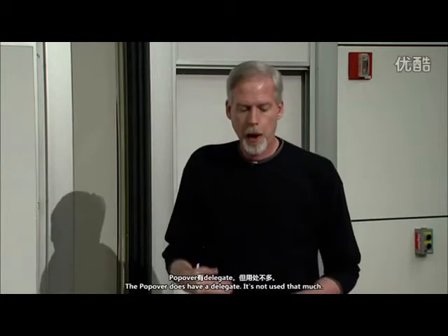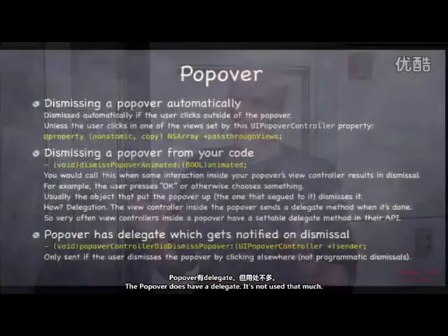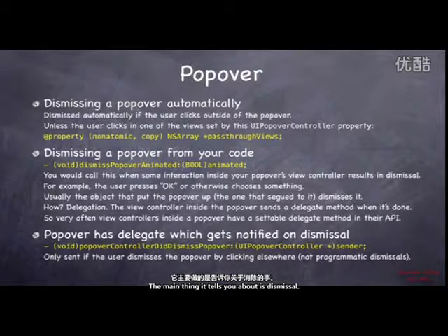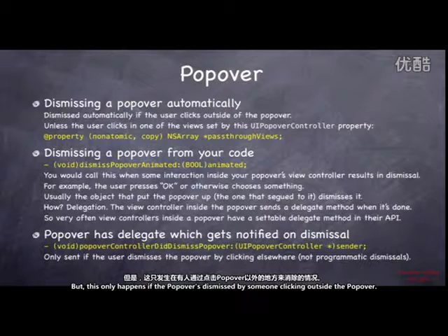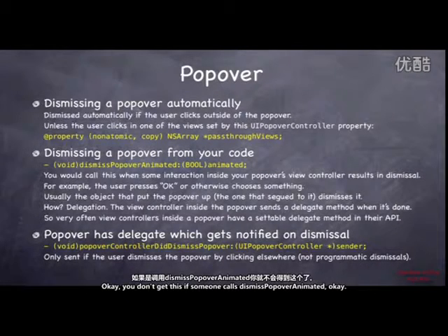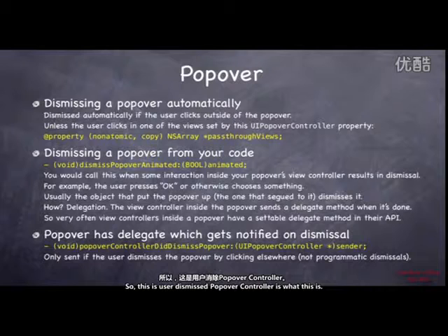The popover does have a delegate. It's not used that much. The main thing it tells you about is dismissal. So it actually has two methods. One asks you whether it should dismiss something, and then this one gets sent to you when it's actually dismissed. But this only happens if the popover is dismissed by someone clicking outside the popover. You don't get this if someone calls dismiss popover animated. So this is basically user dismissed popover controller is what this is.